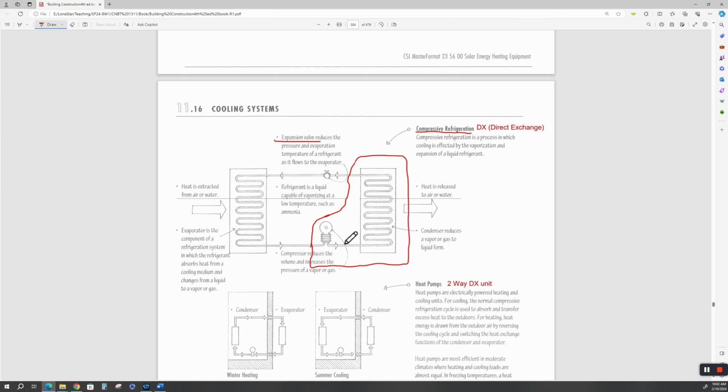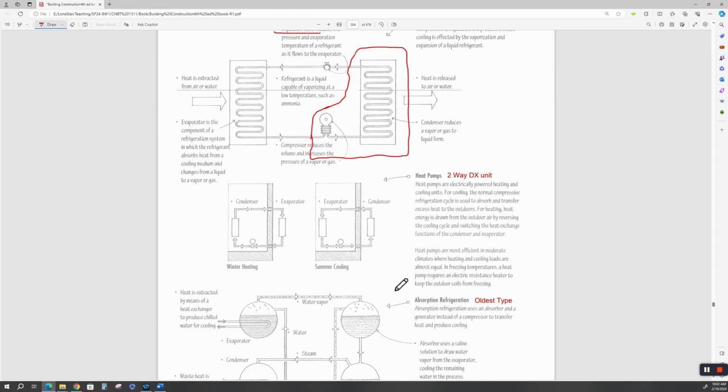And so this expands to a gas in here and absorbs heat, and then this condenses it back to a liquid to come back through the system. And as the pressurized liquid expands across the expansion valve, then you get the cooling effect of expanding, going from a liquid to a gas. All right. Heat pumps are a DX unit, but they work in two ways.